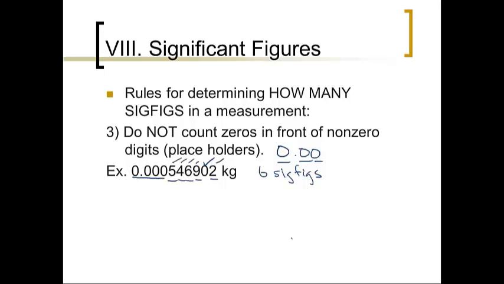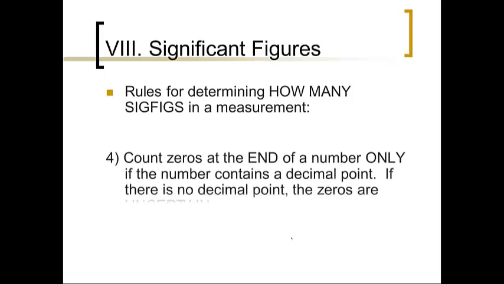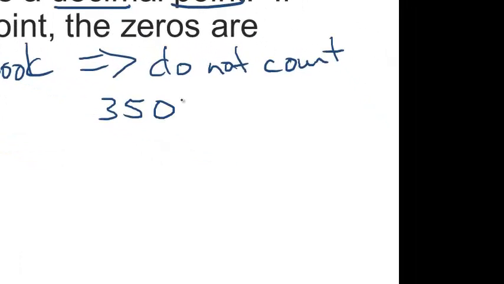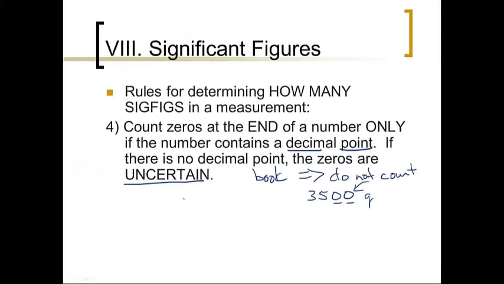Okay. Now, what about zeros that come at the end of a number? Well, if your number ends in zeros, they count if there is a decimal point someplace in the number. If there is no decimal point and your number ends in zeros, those zeros are uncertain. Okay. Now, if you see numbers ending with zeros in the book, they do not count. So in other words, if the book gives you a number of 3,500 grams, this zero, there is no decimal point, do not count them. Okay, but in reality, they're actually uncertain.